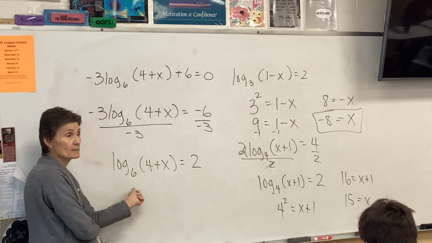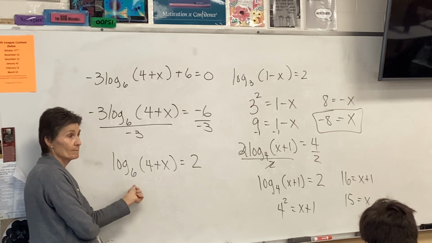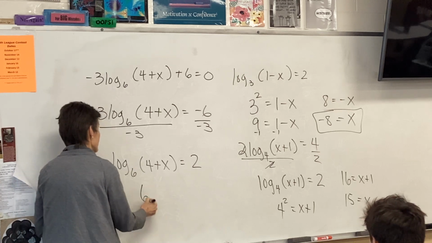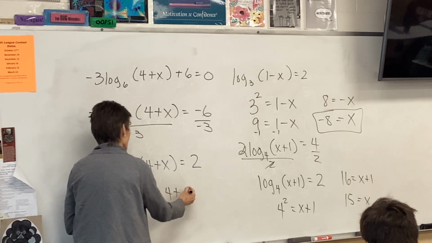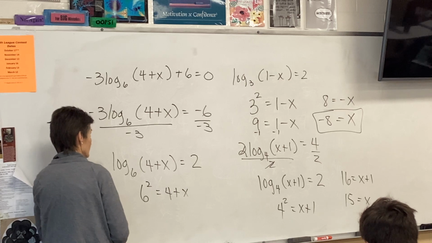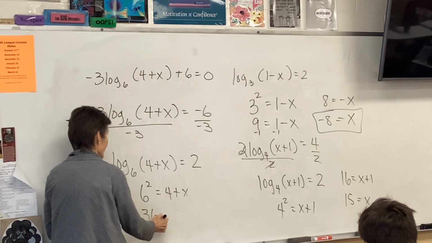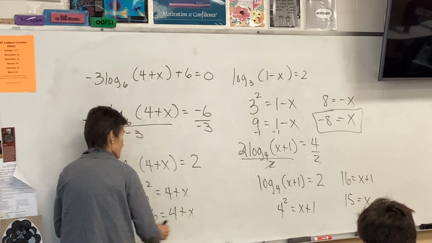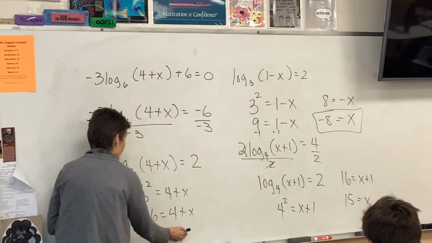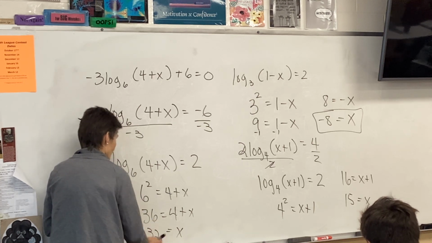All right, so what's next? 6 squared equals 4 plus x. So then it would be 36. 36 equals 4 plus x. And then subtract the 4. And x equals 32.